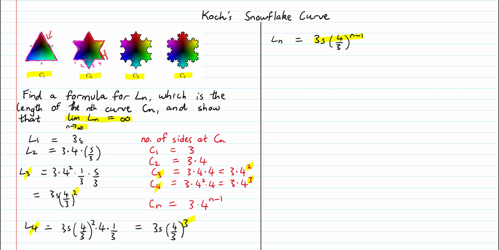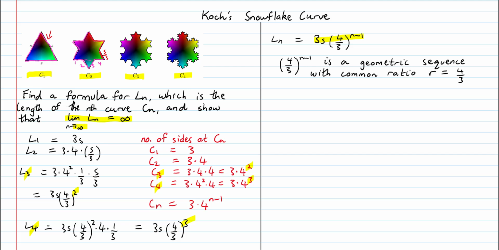We can start by noting that (4/3)^(n−1) is a geometric sequence with a common ratio r equals 4/3. A geometric sequence is going to diverge if the absolute value of the common ratio is greater than 1. In our case, the absolute value of 4/3 is still just 4/3, because 4/3 is positive, and that's greater than 1. So we conclude that the sequence (4/3)^(n−1) diverges.